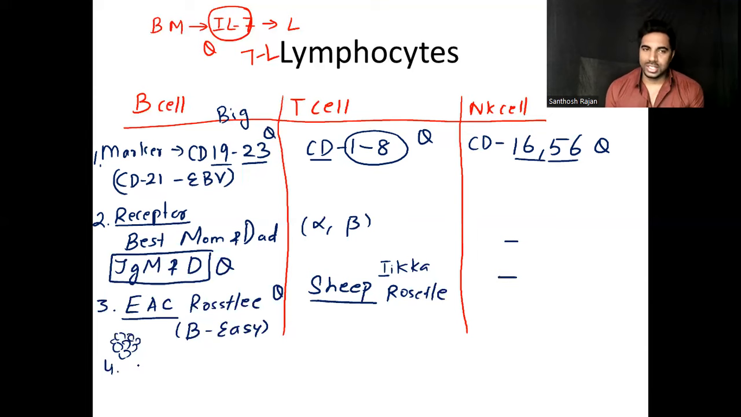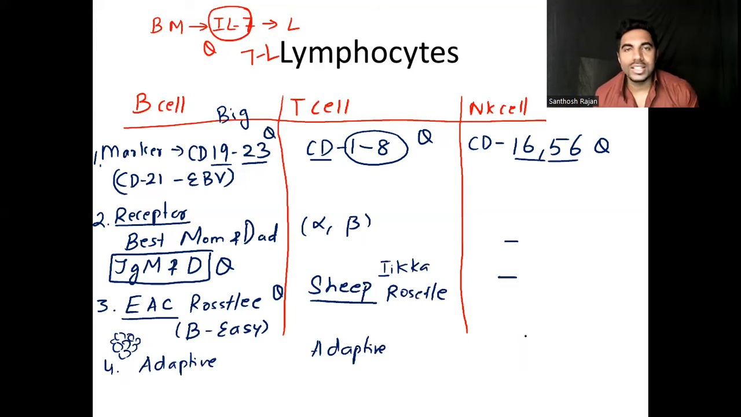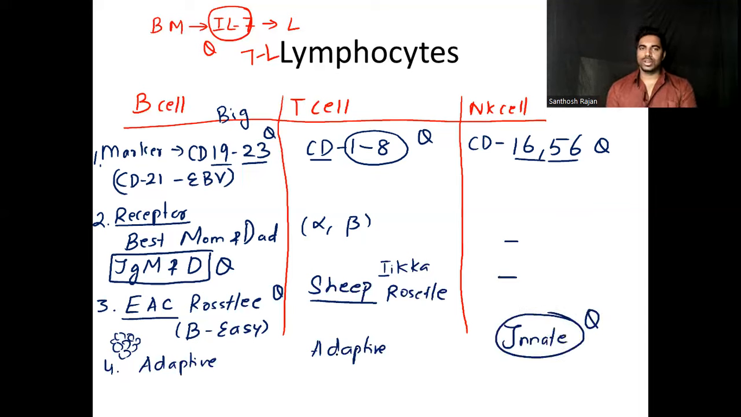The immunity. See, B cell and T cell, they are involved. We already talked about it. Adaptive immunity. But your natural killer cell has what immunity? Natural killer has the innate immunity. That was another question frequently asked. So please remember, only this is innate, the rest all come under adaptive.